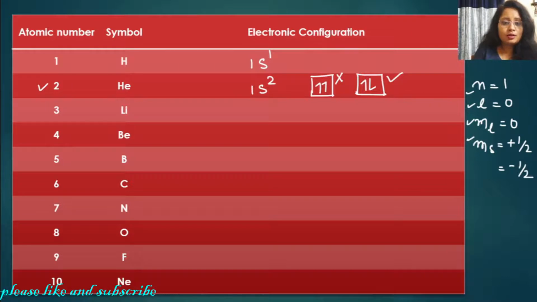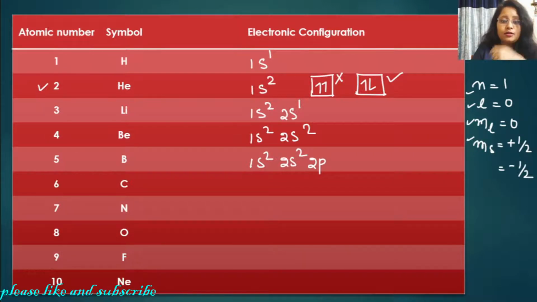Now come to writing the configuration. Lithium having 3, 1s2. It is fully filled. Then we will jump to the next orbital. It is 2s and having 1 electron. Total 2 plus 1, 3 electrons. In this way again we will write 1s2, 2s2, 2p. Now p will be introduced because the 2s also is completely filled here. So 2p1 having 5 electrons, 2 plus 2 plus 1, 5 electrons.